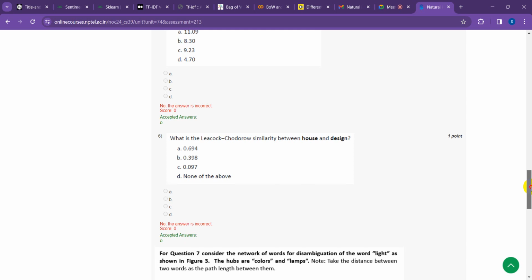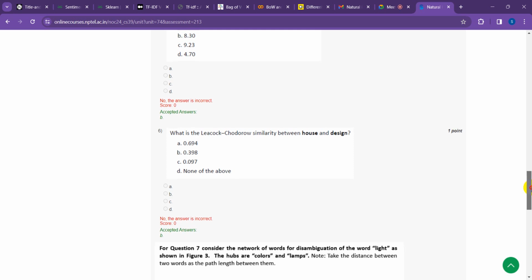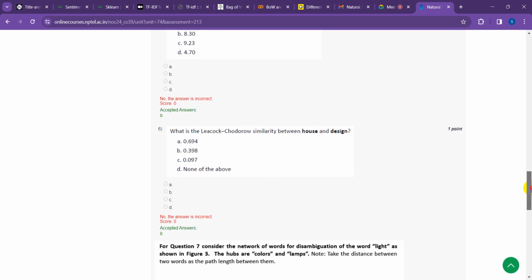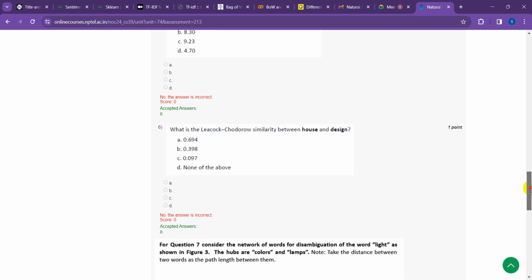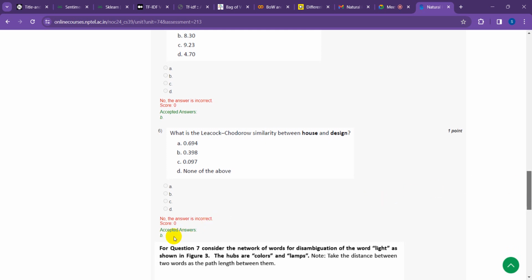But we have solved the question, and the answer is not mentioned in the options, so I ticked none of the above. But the evaluation was incorrect and they gave the answer as 0.398. That is in the options.